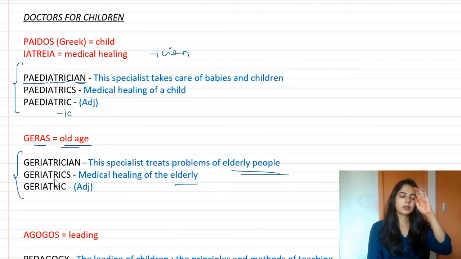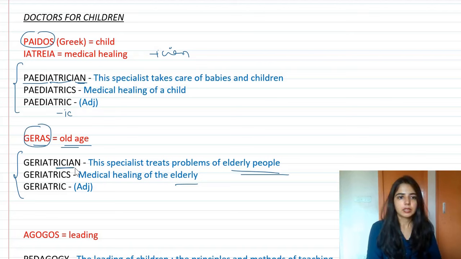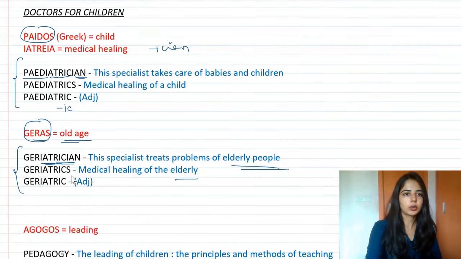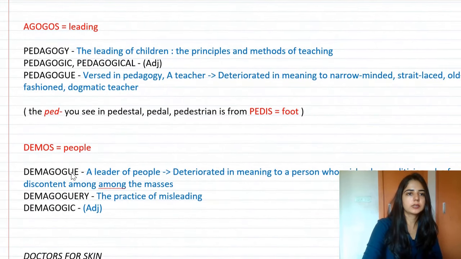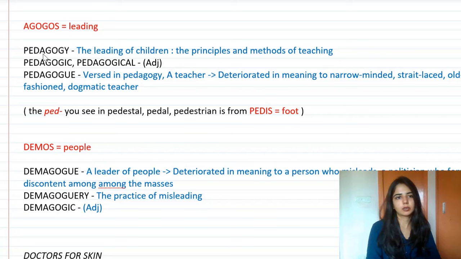So these are very easy because you can form analogies. There are similar words, and only by changing the main root word you get a completely different meaning. The iatria and ician are common over here, right? Now we are also going towards other root words. So agogos means leading. Earlier we read about paidos, which means child. If we combine these two root words, we get pedagogy, leading of children, the principles and methods of teaching.